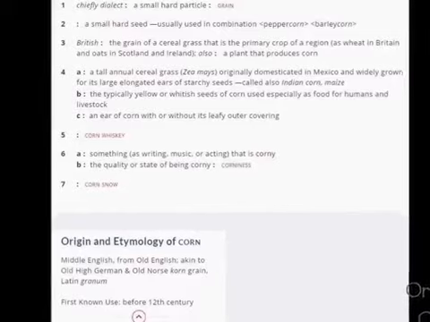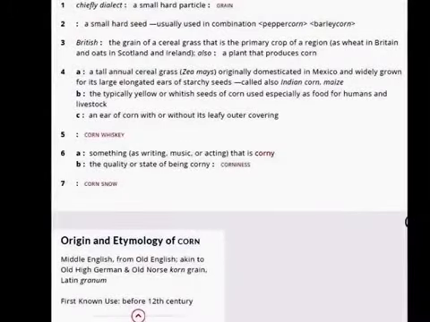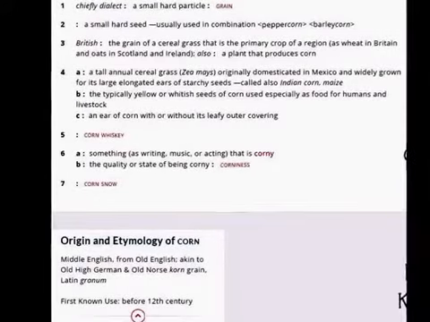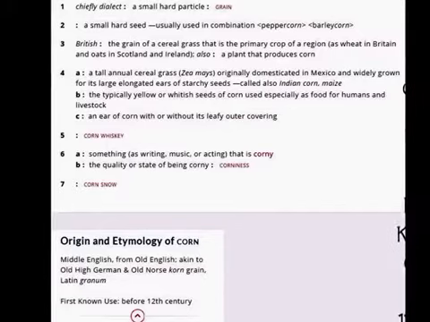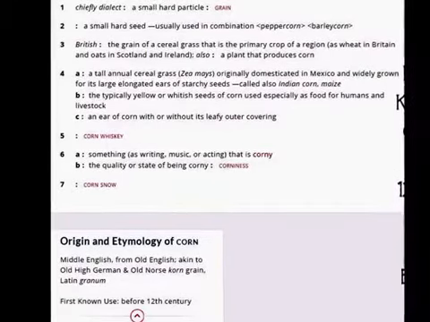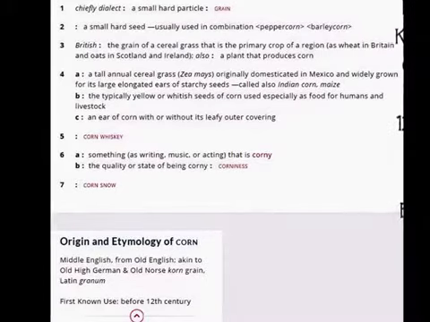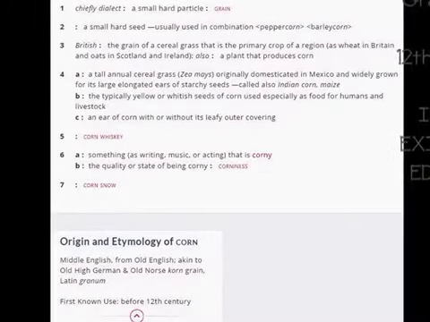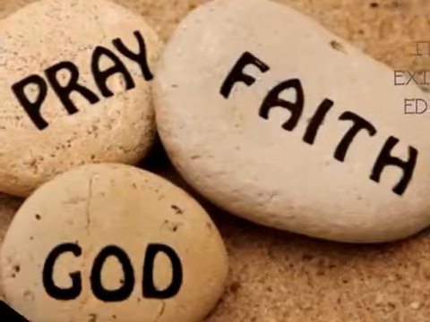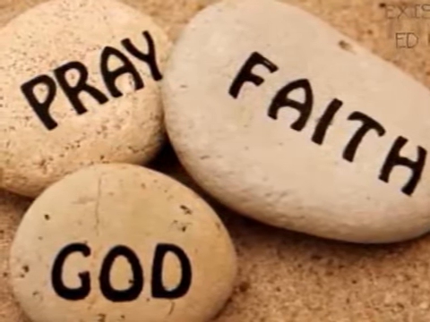Now here we're looking at the modern definition for corn, and not a lot's changed. This is the Merriam's dictionary. But you'll also notice the origin and the etymology is from the 12th century and goes back to the Norse and Latin periods, and was actually Korn at that time.